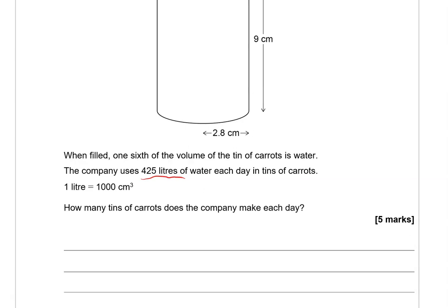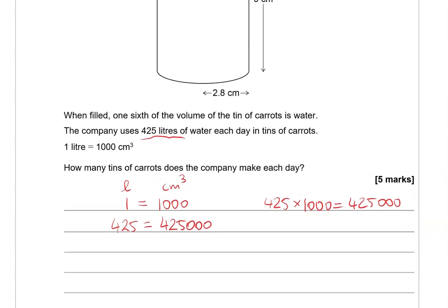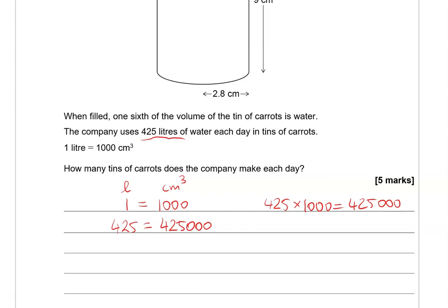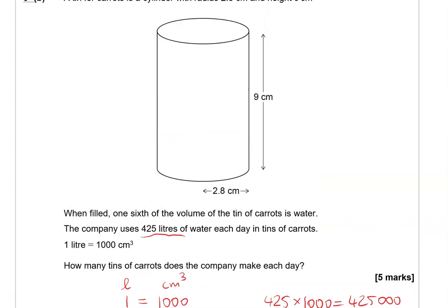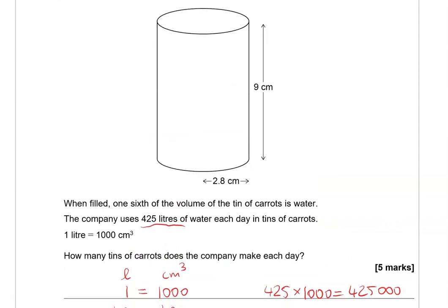425 liters of water each day. Let's work out what that is equal to in cubic centimeters. So 1 liter is equal to 1,000 cubic centimeters. So 425 liters will be 425 times 1,000, which is 425,000. So that's the total volume. But what is the volume of 1 tin? So we can work out how many tins.